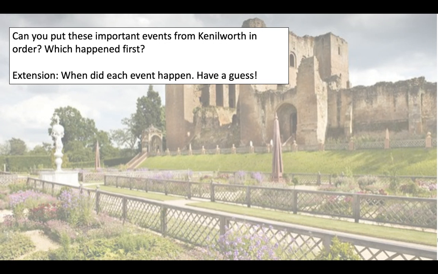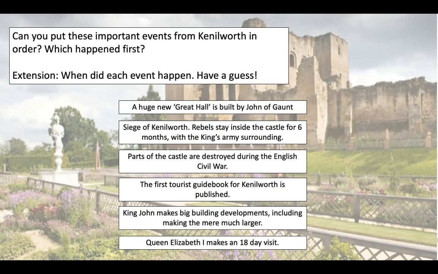So here's your challenge. I'm going to give you 6 events here, so 6 major things that happened at Kenilworth. And what I want you to do is to pause the video and try and work out which of these happened first. So what is the order of these events? They're all mixed up. See which one happened first, which one happened second, etc.